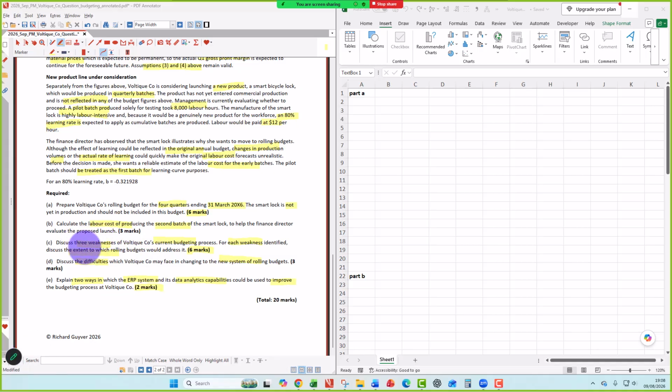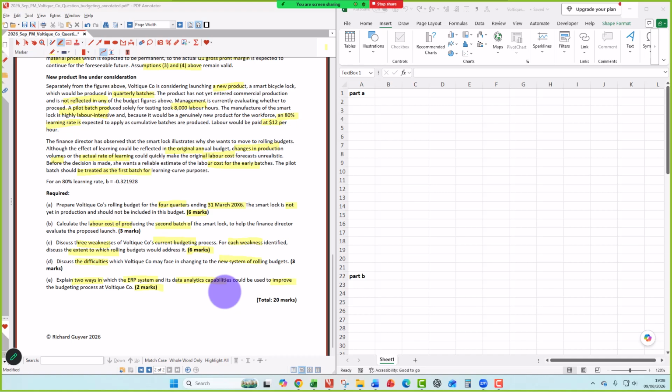So back to Part C, if we've got 3 weaknesses and how rolling budget could help, you'd expect a weakness and how it helps to be a mark each, that's 2 marks, and then we've got 3 lots of those. Part D, we're looking at the difficulties of changing to a new system of rolling budgets. Difficulties of change is a common question in PM, and some of them are quite generic, but what we need to do is use those generic challenges of change and make sure we link them to the question that's being asked. And then part E, 2 marks, explain 2 ways in which ERP system and data analytic capabilities could be used to improve.